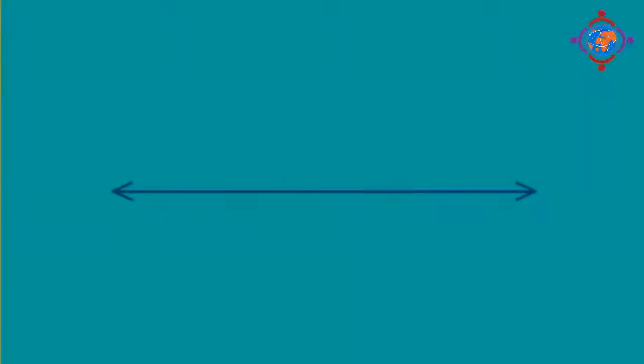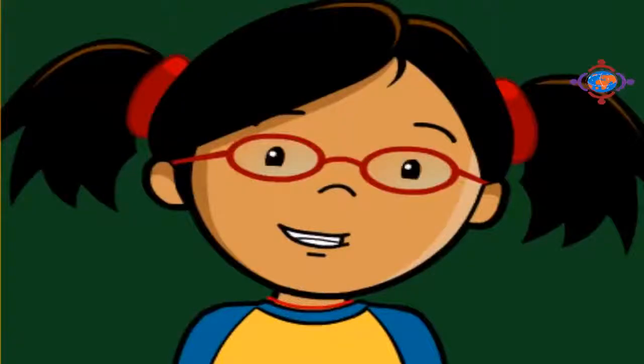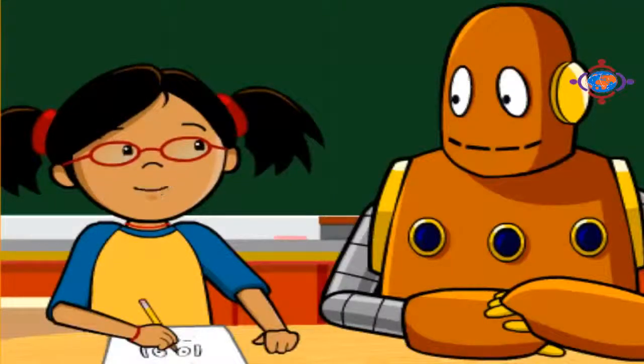Lines can be horizontal and go from one side to another. They can be vertical and go up and down. They can also be diagonal. What are line segments and rays? A line segment is part of a line. Each end of a line segment has an endpoint. A line segment does not continue forever.